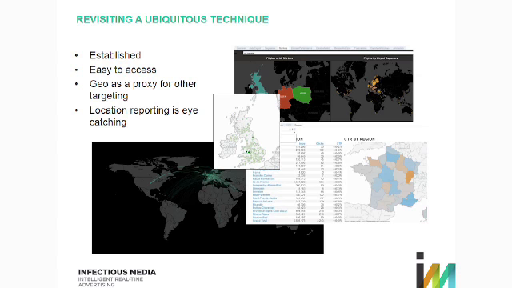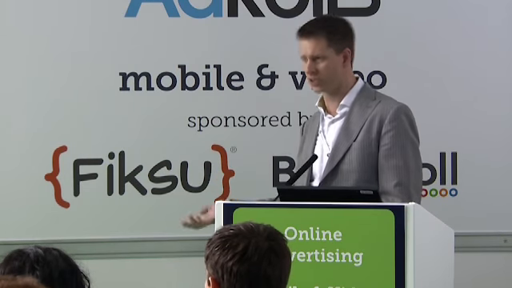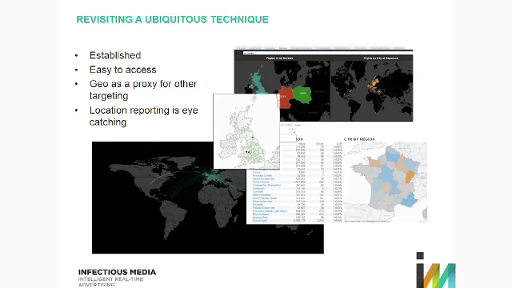So what is it? It's a ubiquitous old technique, right? It's well established. There are several very prominent vendors who provide the basic IP to geo translations, and it's pretty easy to access. You can find some level of this in an ad server, in most DSPs, in any SSP, and it would be surprising, honestly, at this stage, not to find some kind of geo-data.